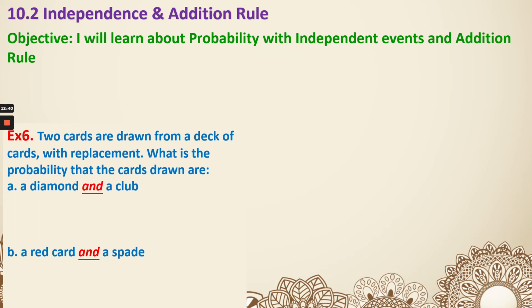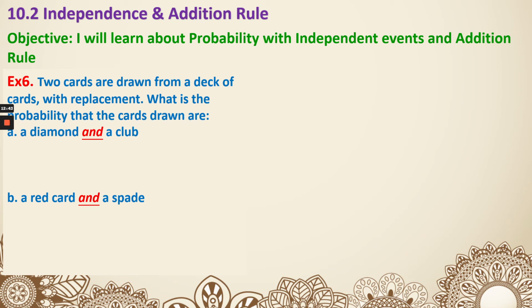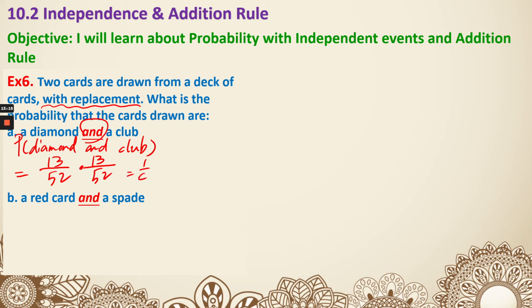Now, another example, example 6. This time you can see the key word is and. So when we see the word and, we are going to multiply. 2 cards are drawn from a deck of cards with replacement. That means after you pick it, you are going to put it back. That's what with replacement means. What is the probability that the cards drawn are a diamond and a club? So picking a diamond, there's 13 of them out of 52. Then picking a club, that's another 13 out of 52. That's 1/4 times 1/4, which is 1/16.